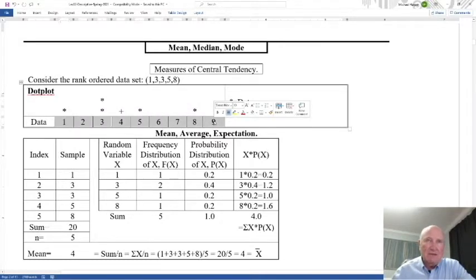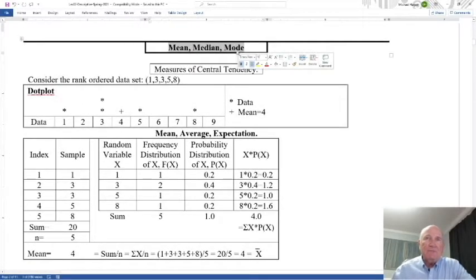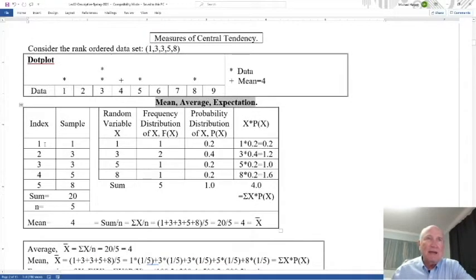They show where the data fit along a data axis. So if we want to calculate the mean, median, and mode, first of all, the mean. The mean is the same as an average, the same as an expectation. All three of those mean the same thing. Here's the sample: 1, 3, 3, 5, and 8.